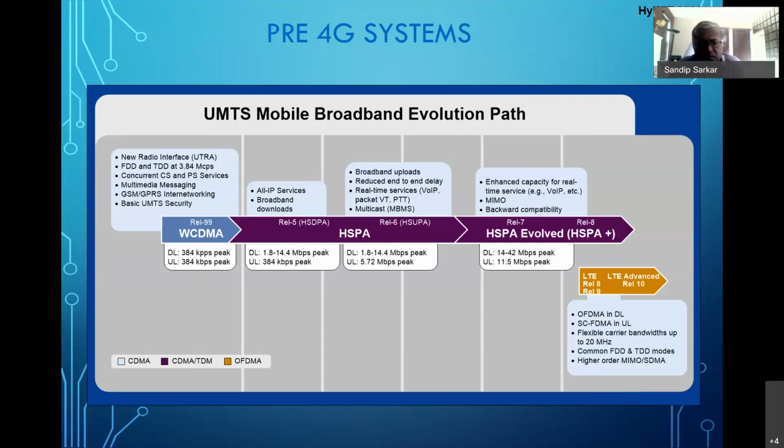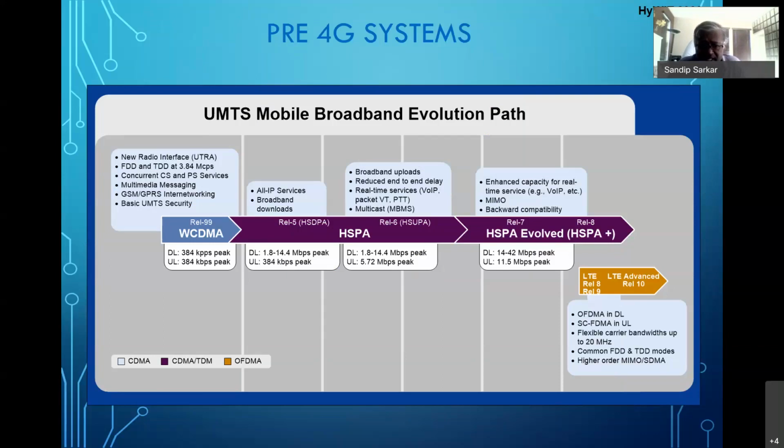Then we went to different releases, what was known as Release 5 HSDPA, Release 6 mostly HSUPA, and then HSPA evolved and HSPA Plus in Release 7 and 8. So HSDPA mostly introduced high-speed data along with voice. From 384 kbps peak, which was mostly circuit switched, we went on to a peak of 1.8 Mbps to 14.4 Mbps on the downlink. The initial focus was only on the downlink, so that is why Release 5 is the HSDPA.